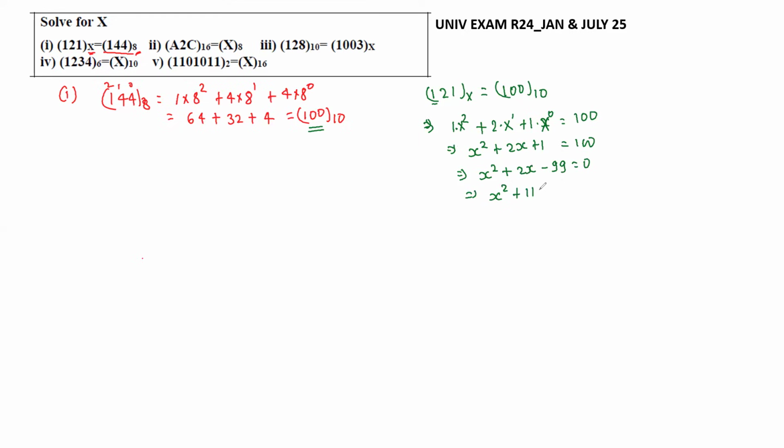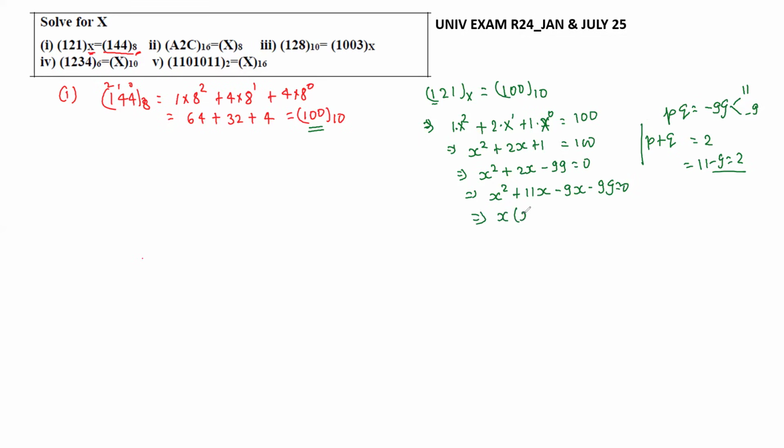So the factor will be 11x minus 9x minus 99 equal to 0. Here this is the concept of p plus q. p plus q is 2, and p into q is what here? Minus 99. So we have to factorize like this: 11, minus 9, and 11 minus 9 gives us 2. Okay, so that's why we got here.